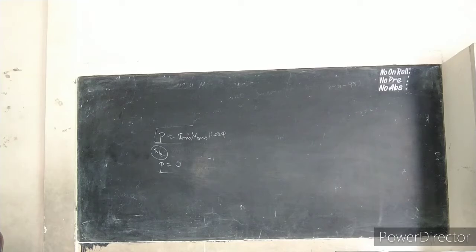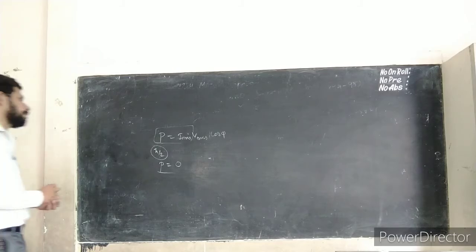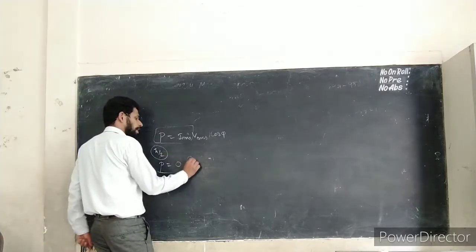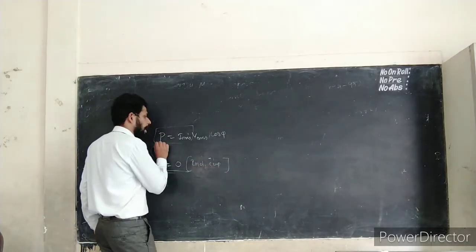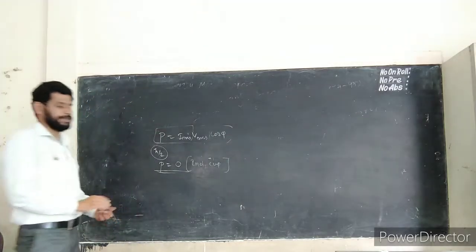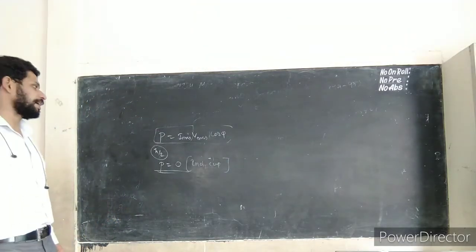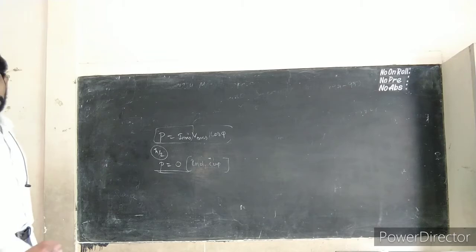The current in the AC circuit is said to be wattless if the power consumed by it is 0. The wattless current occurs with purely inductive or purely capacitive circuits. Otherwise, P equals Vrms Irms cos phi.